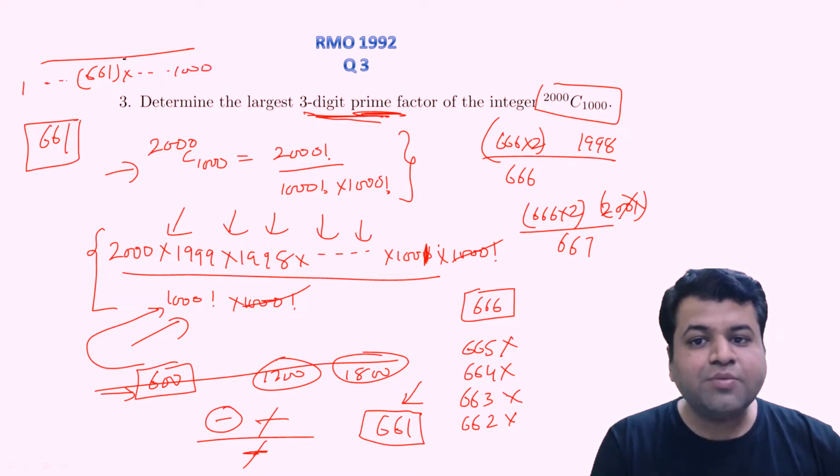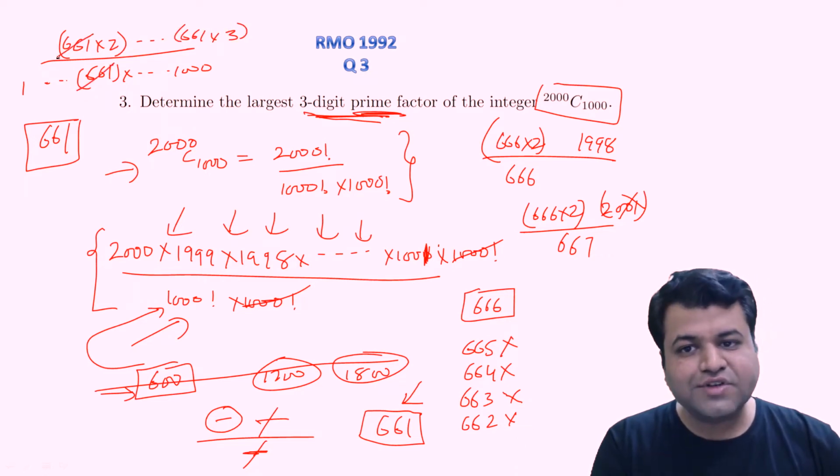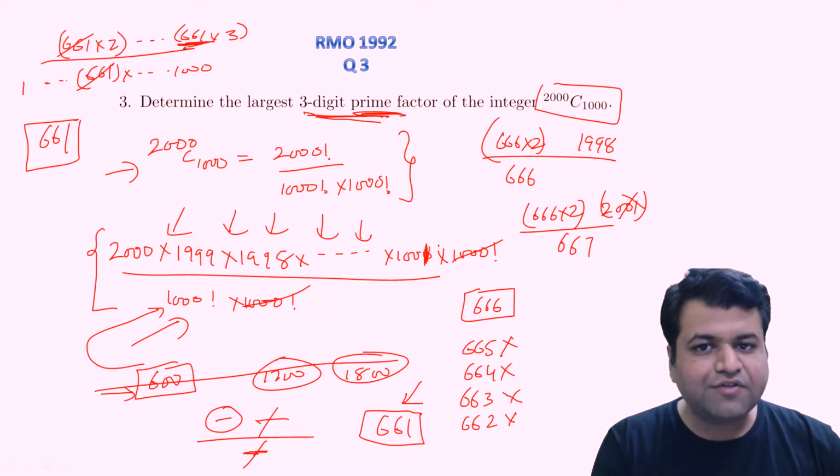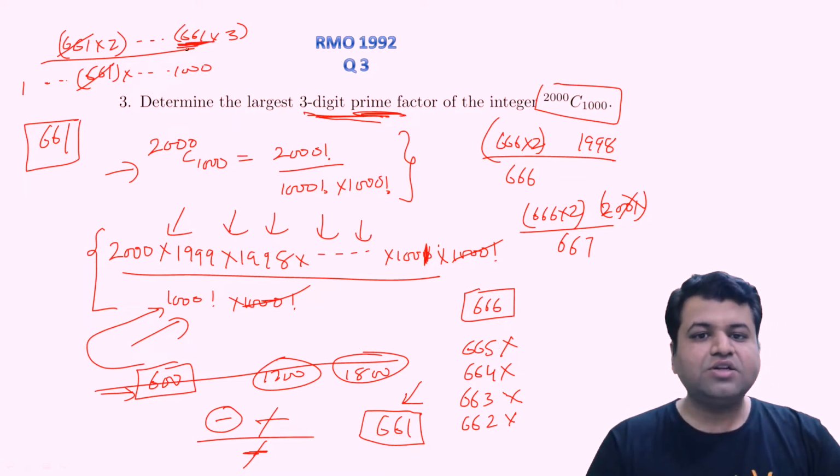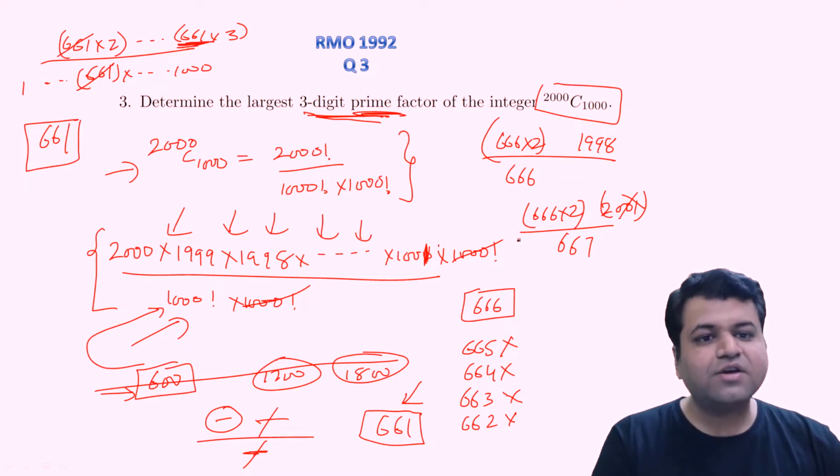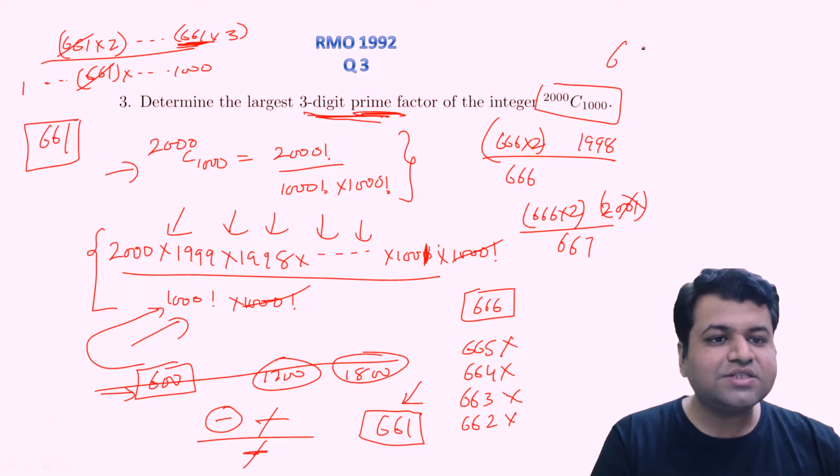And in the numerator, it will appear two times, one in 661 into 2 and the other one in 661 into 3, right? So 661 obviously got cancelled out, but still we are left with 661, right? So the largest 3-digit prime factor of this number will be 661.